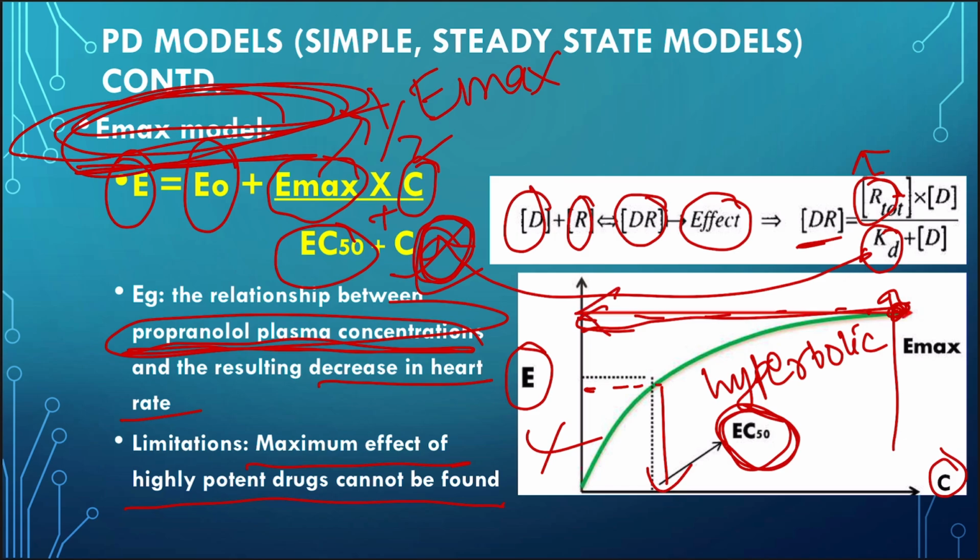Suppose this Emax is attained very slowly, that is, it takes a lot of time to attain this Emax, the maximum effect. In that case, it will delay our study for a longer period of time. So that is also a disadvantage of this Emax model of pharmacodynamics.